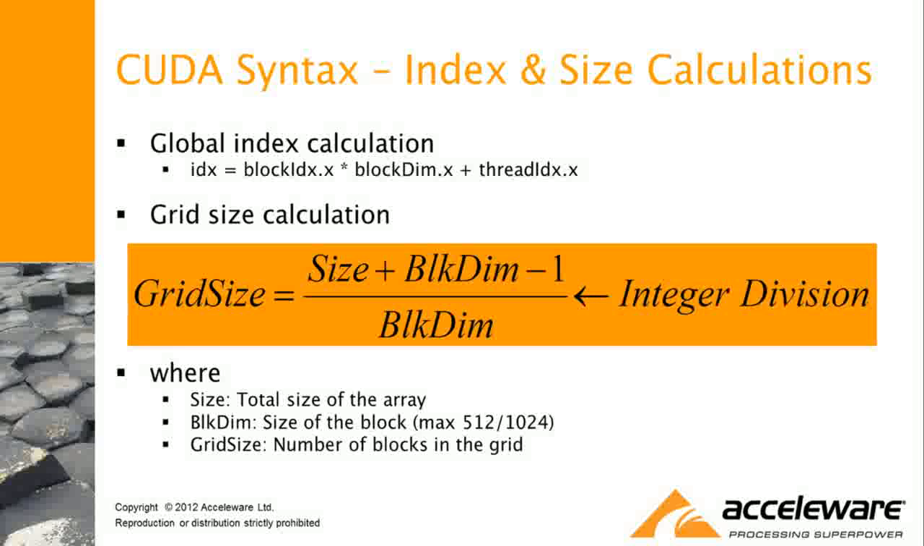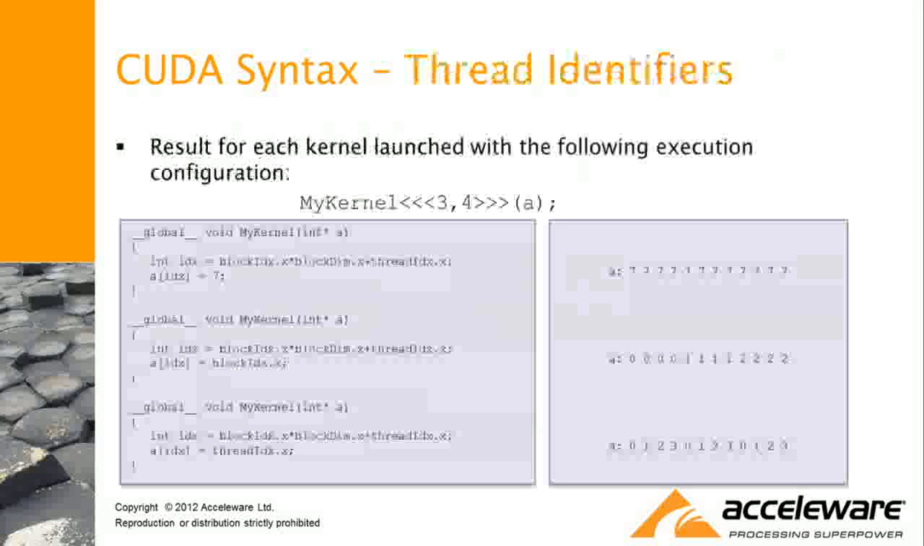Again, the max for block dimension is 512 or 1024. And then the grid size becomes the number of blocks that are in the grid. So it's a handy calculation. I've pinned it to my cubicle wall. How about that? All right, let's take a look at some kernels.